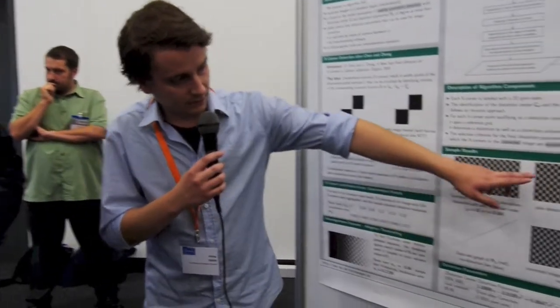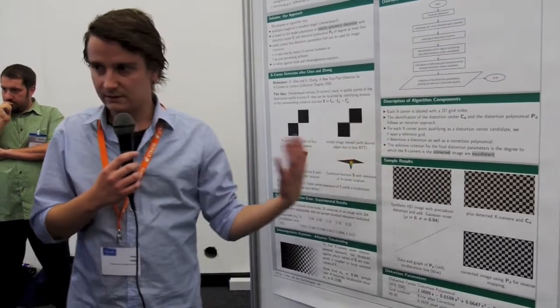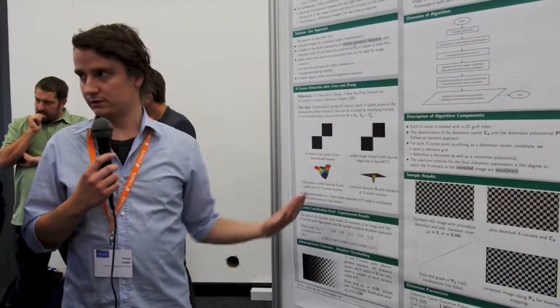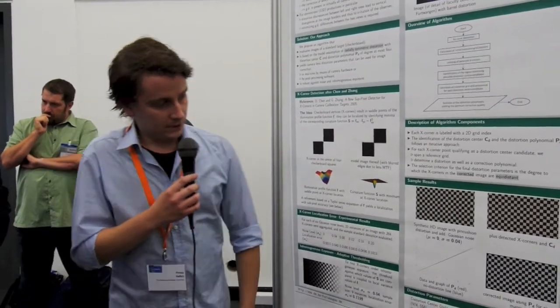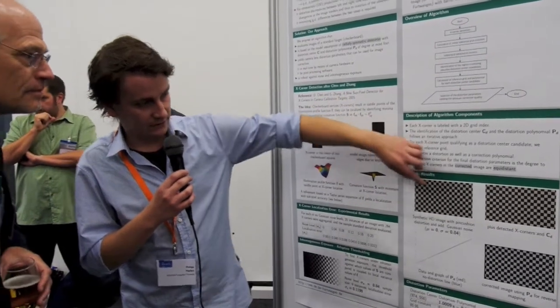Then when we have all the points found, we want to find the places where they would be if there wasn't any distortion at all. To do that, we first need to know the distance between 2 points when they're not distorted.